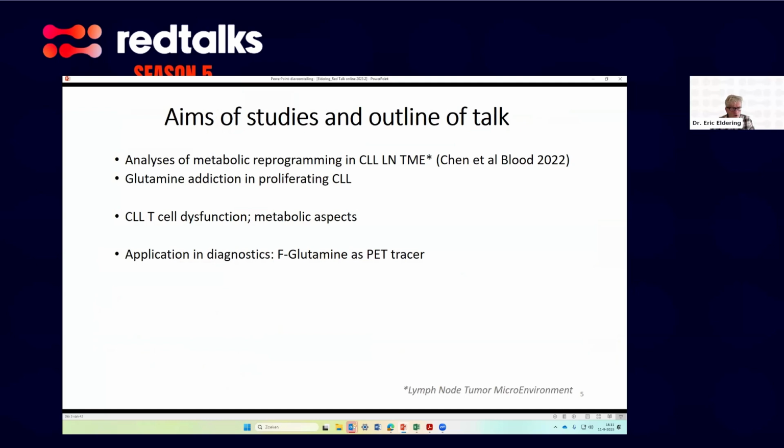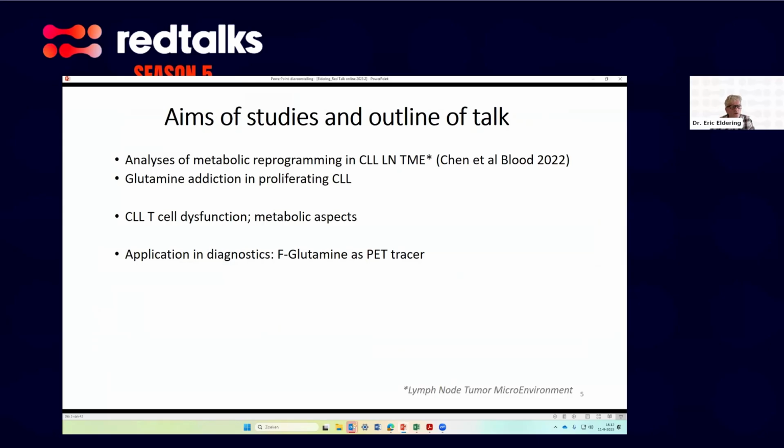So the outline of the talk, as I prepared it today, is first a part on the CLL cells, the analysis of metabolic reprogramming that we did in the CLL lymph node tumor microenvironment, leading to a little bit deeper into glutamine addiction in the proliferating CLL.